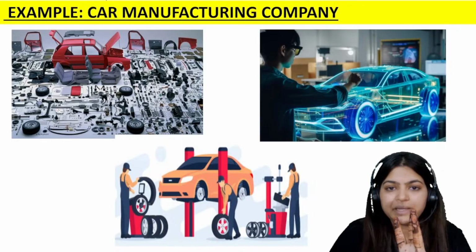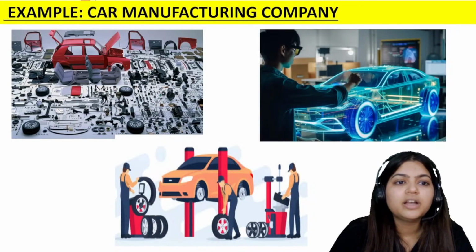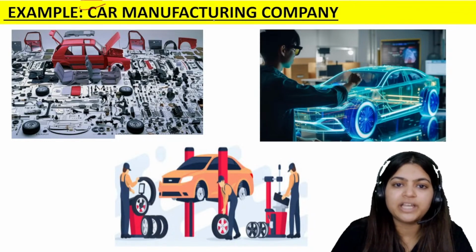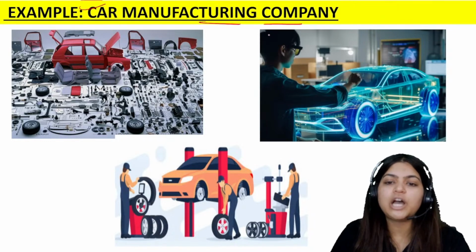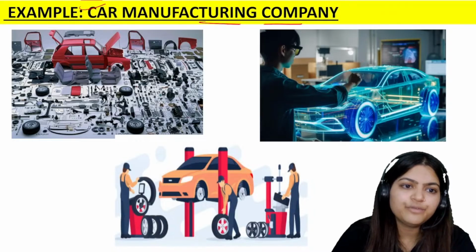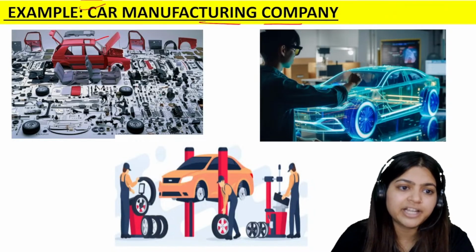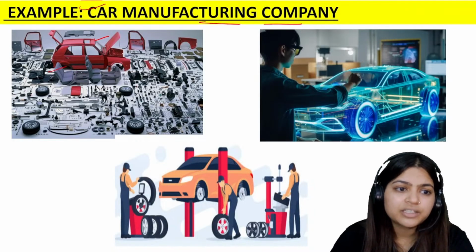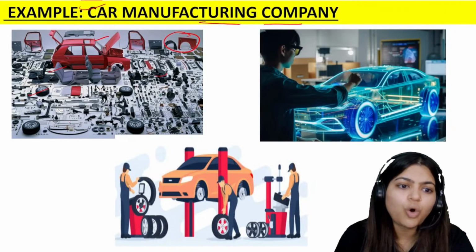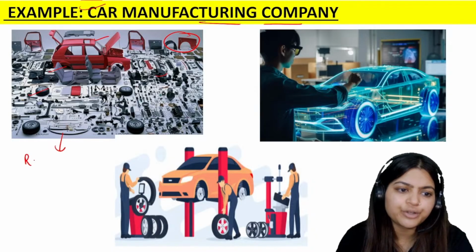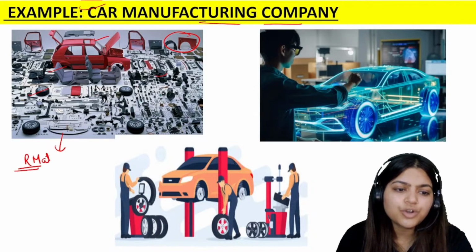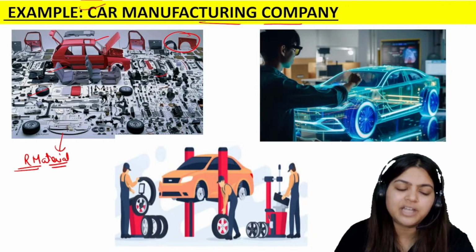Let's take one example again. Here you can see three pictures. For example, here is your car manufacturing company. Now you need to tell me: in a car, there are parts like chairs, tires, steering wheel, all body parts. All these things are raw material for your car. So is this raw material going to be direct or indirect? Tell me.